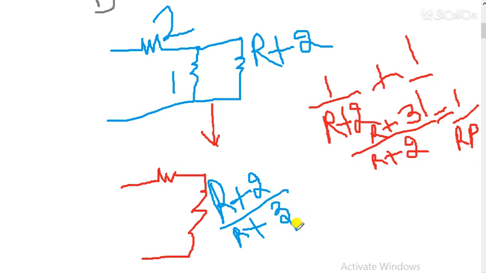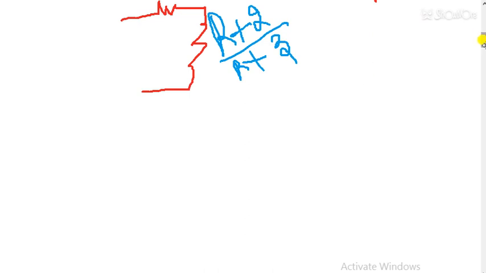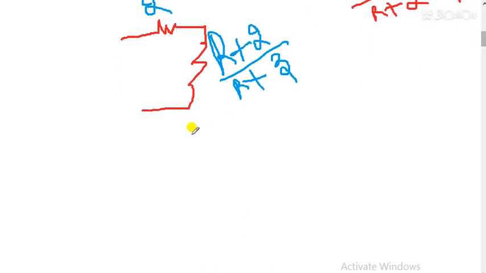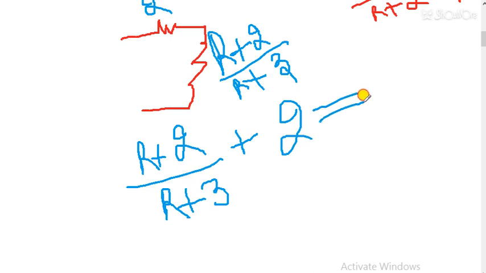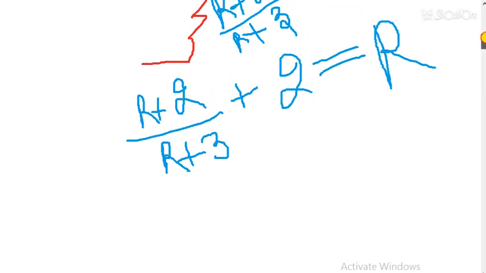And this is the last question students. This value is 2. Now students, as we said, after connecting these two resistances the value R remains the same. If we add one or two resistances to R, the value of R will not change. Now R plus 2 by R plus 3, this is equal to, okay, we have to add 2 in it, so plus 2 equals R. From here, students, you get the concept of the question. After this you have to make the quadratic equation.